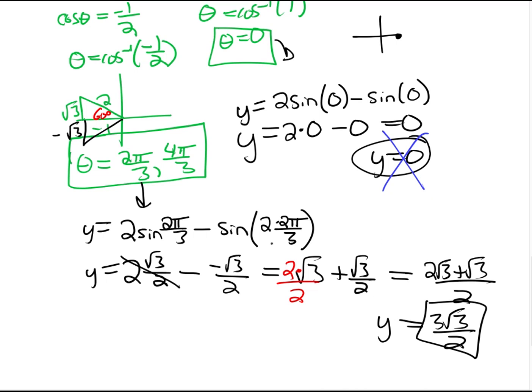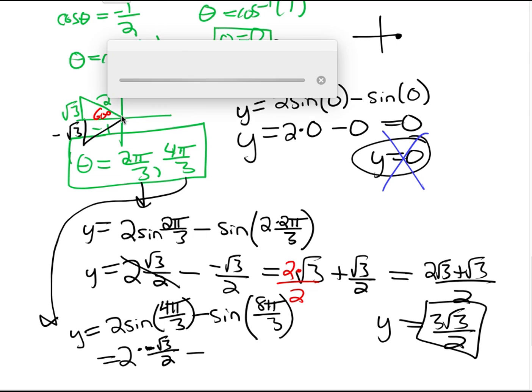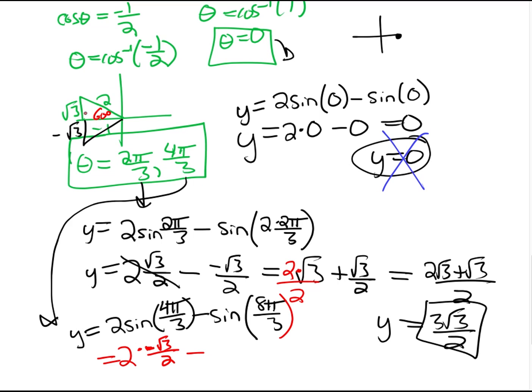Alright, let's go and do the other one. So we did that one. Let's do this one kind of down a little bit lower. So that's going to be y equals 2 sine of theta minus sine of 2 theta. So it's going to be 8 pi over 3. Alright, that's going to be 2. The sine down here we decided was negative root 3 over 2, and minus the sine of 8 pi over 3. Where's 8 pi over 3? So that's, let's see, 3/3, 6/3, and back to 2/3. So it's going to be back to there. Okay, so that's going to be minus square root of 3 over 2.